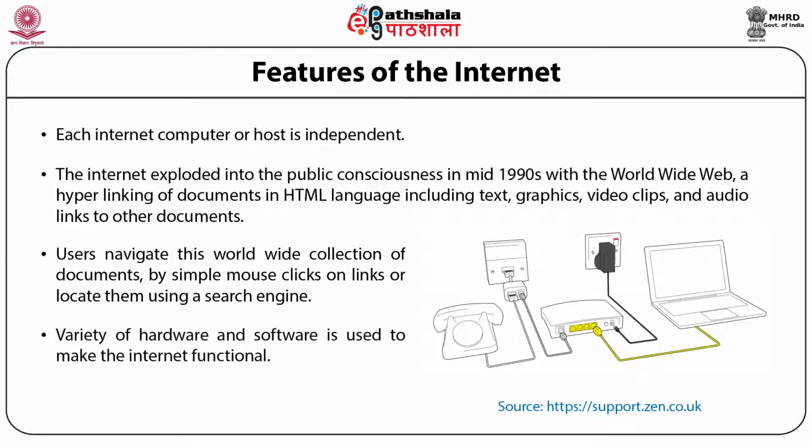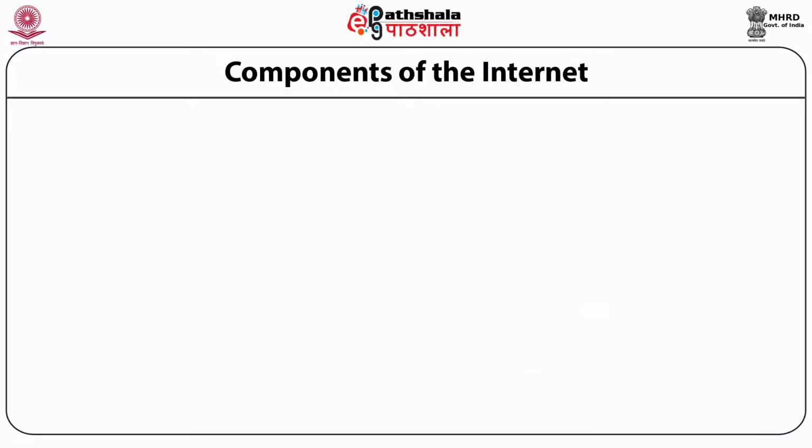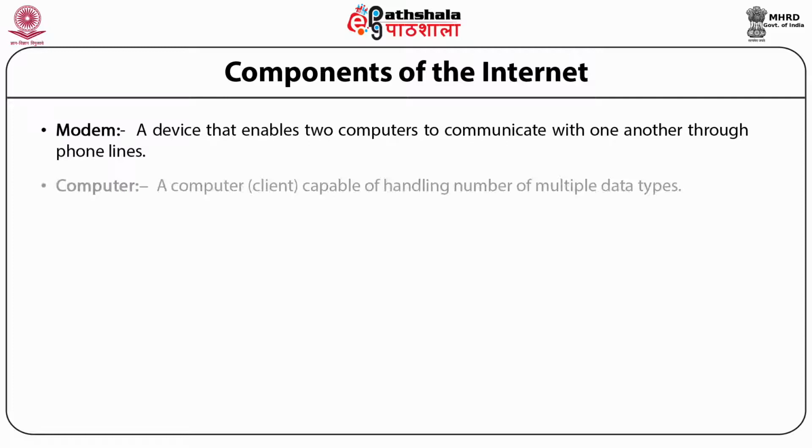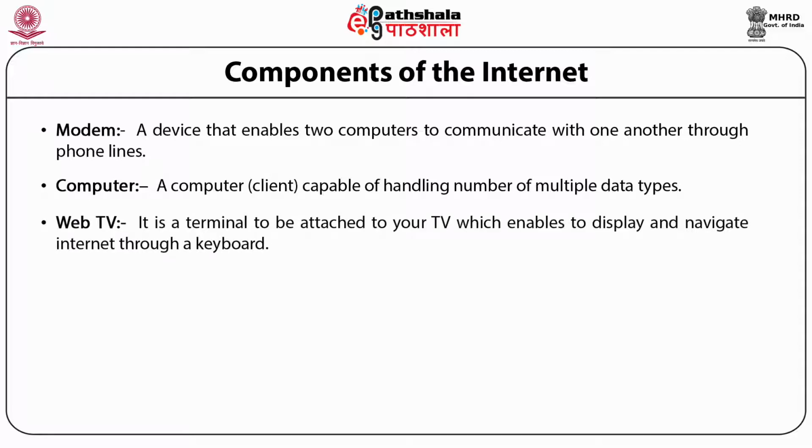A variety of hardware and software is used to make the internet functional, such as a modem. A modem is a device that enables two computers to communicate with one another through a phone line. A computer is a client capable of handling a number of multiple data types. Web TV is a terminal to be attached to your TV which enables you to display and navigate the internet through a keyboard.